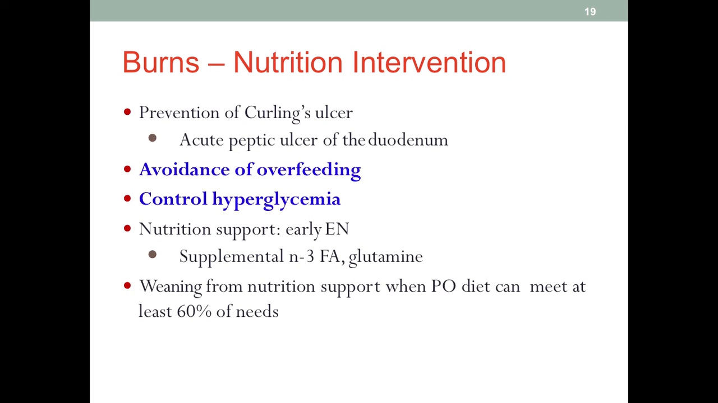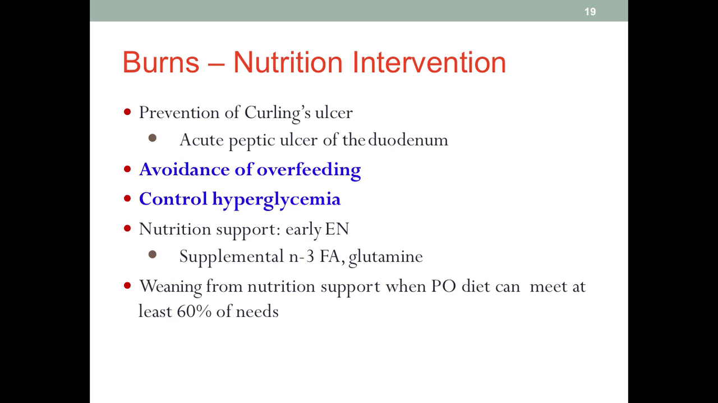And we really want to, again, modulate the immune response and address the physiological stress level and prevent this duodenum ulcer. At the same time, we want to avoid overfeeding. This is also a theme very common in treating critically ill patients under metabolic stress. Because remember, if we provide too much nutrition, it actually does more harm than good.